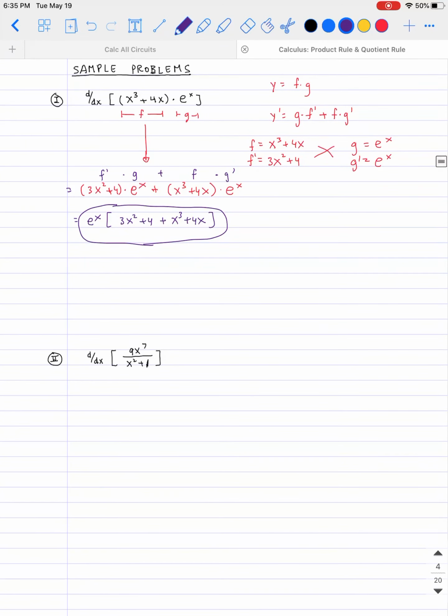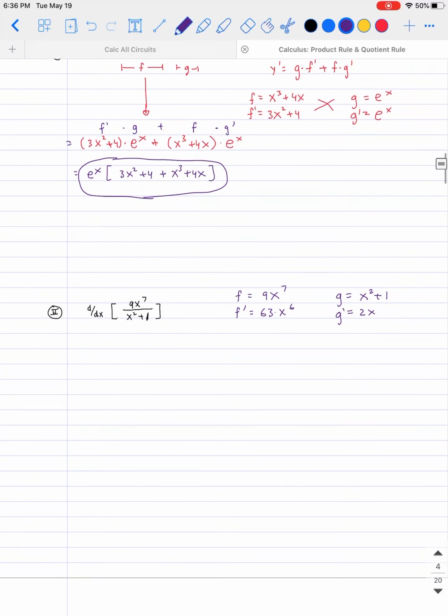So this time, let's go ahead and use the quotient rule. What we'll do is exactly the same thing. I want to take the derivative of 9x to the 7th divided by x squared plus 1. So again, just like before, we'll write out each equation. The numerator we'll call f, which is 9x to the 7th. Its derivative is going to be 63 times x to the 6th power by the power rule. Then we have g, which is x squared plus 1. G prime is going to be equal to 2x.